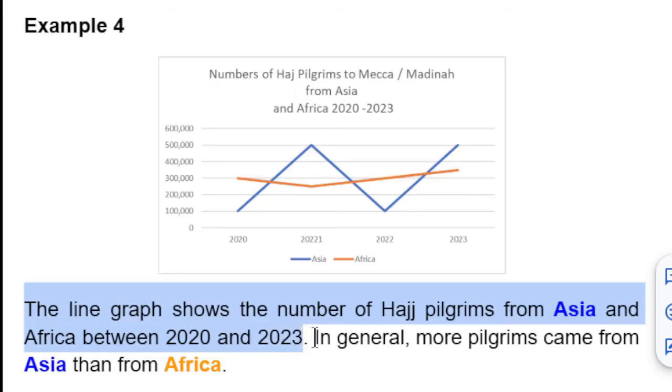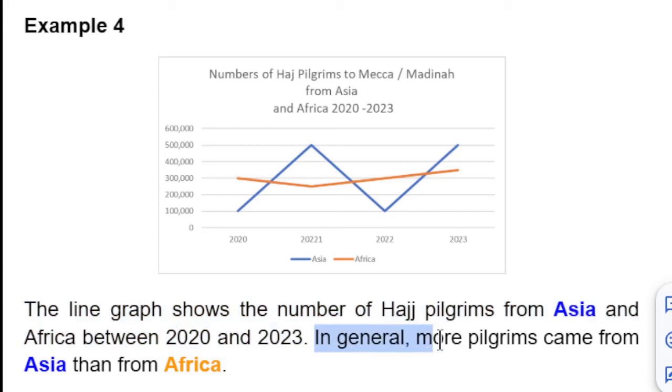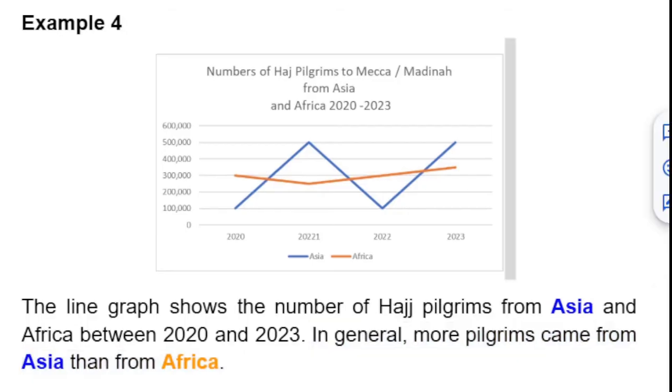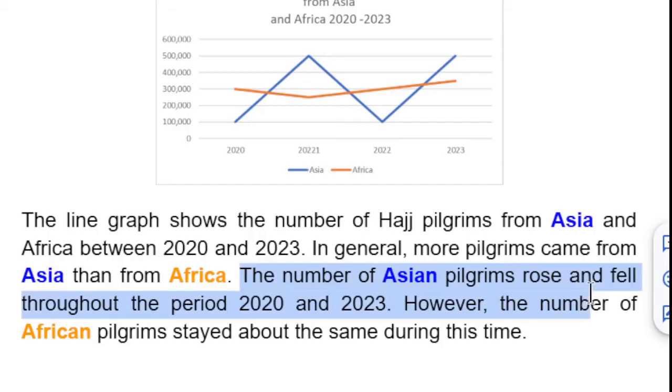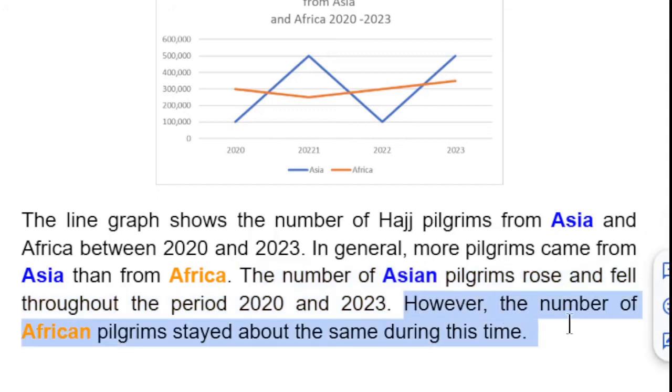And of course, the information in the introduction is general. In general, more pilgrims came from Asia than Africa. Now speak in general terms about these trends here. This is the trend for Asian pilgrims, and this is the trend for the African pilgrims. So we're speaking now in general terms about these. Don't give statistical details in the introduction. We continue. The number of Asian pilgrims rose and fell throughout the period 2020 to 23. However, the number of African pilgrims stayed about the same during this time.